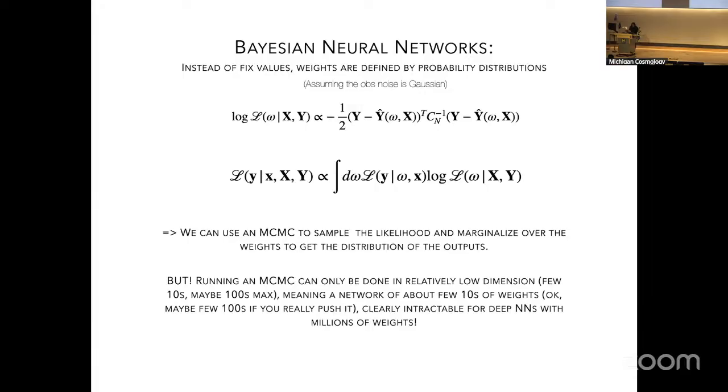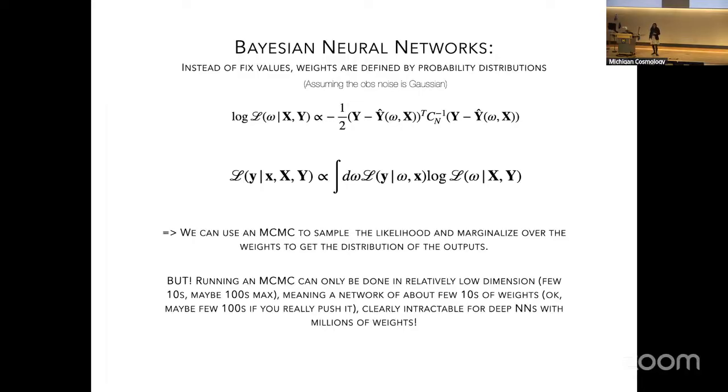All right. So basically, if I assume that my observational noise and my data are Gaussian, this is going to be the log probability for the weights themselves. When I want to know the probability of an output given some input and some training data, that's going to be proportional to having marginalized over the distribution for the weights that I learned. We can basically use an MCMC to sample this likelihood to marginalize over the weights of the distribution.